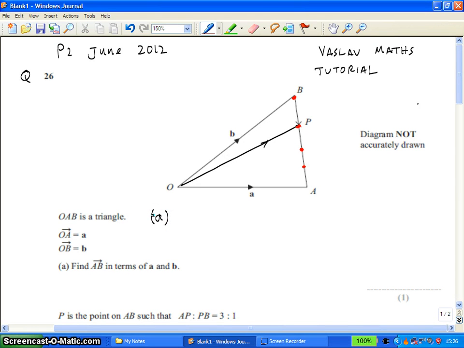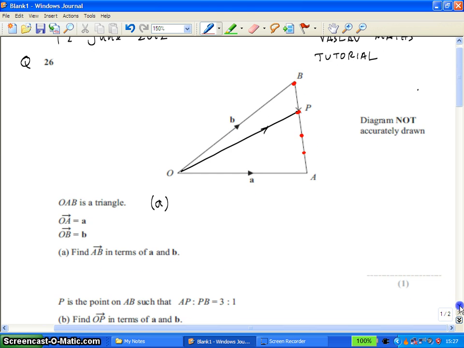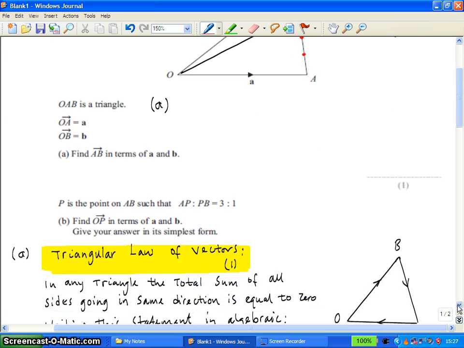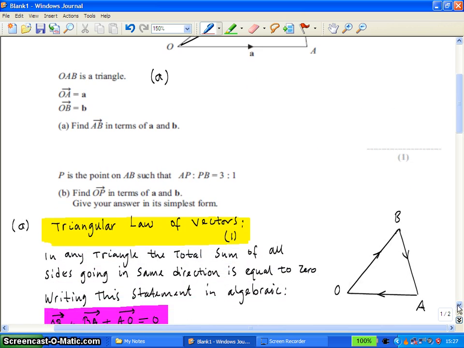I'm going to do a past exam question from the calculator paper in June 2012, question 26, which is a vector question. Before I proceed with the question, I would like to go through a quick revision on the triangular law of vectors, which states, I've already written it here.